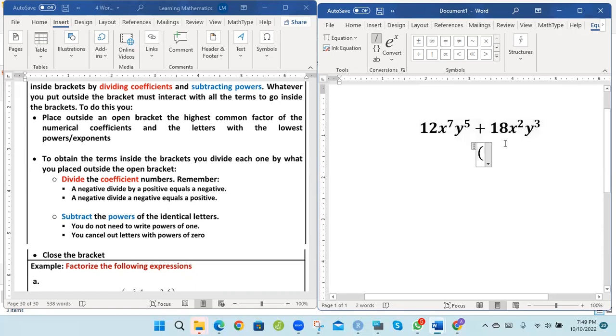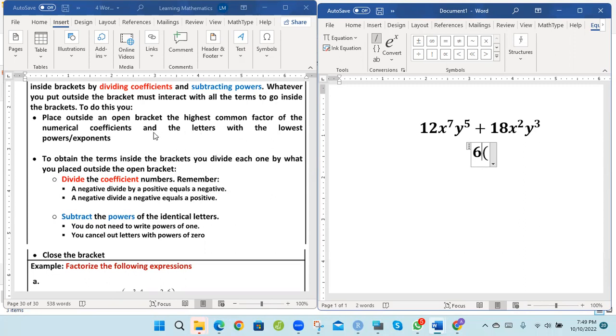We look for the highest common factor between 12 and 18. Can someone please tell me what is the highest common factor between 12 and 18? A factor which is common, but the highest one. So 6 is the highest common factor between 12 and 18. We write it down, 6. It goes into both 12 and 18 without a remainder.